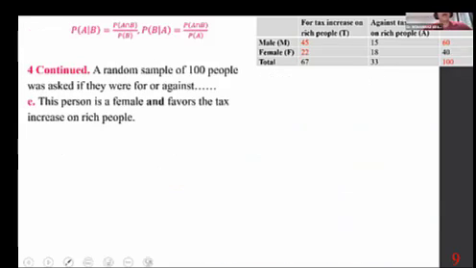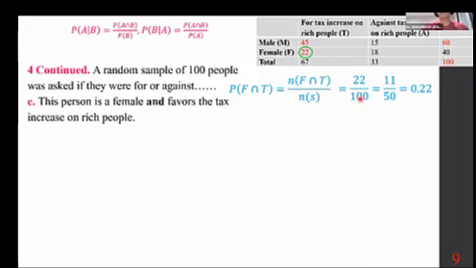Now, pay attention to the fact that when you read this question, this person is a female and favors the tax increase. This is an and statement, the intersection of events. In other words, you don't have a conditional probability. Your denominator is the total size, which is 100. But you look at the two events, females and favors, and you see that is 22. So 22 over 100, here's the formula, and 22 over 100 can be simplified to 11 over 50 or 22%.